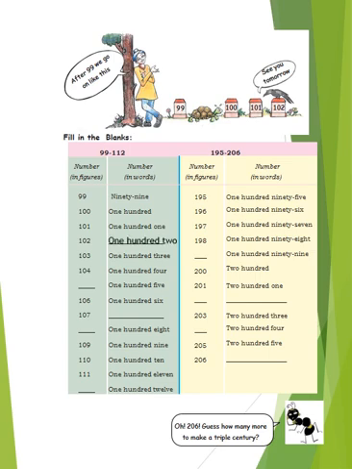Next, in the filling the blanks below, the number after 104 is 105. We have to write the number 105 in figures. Like this, you have to write the next filling the blanks in words and in figures.